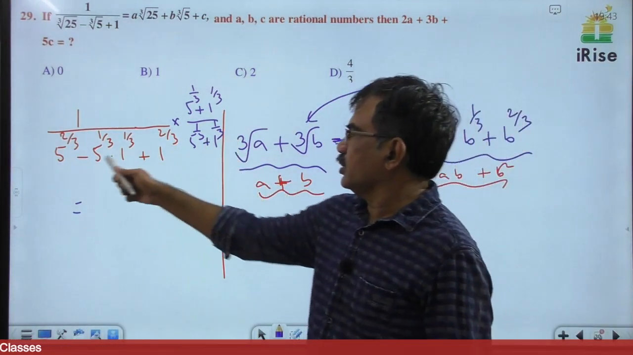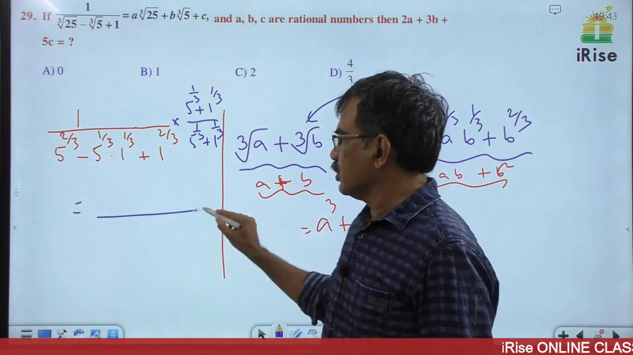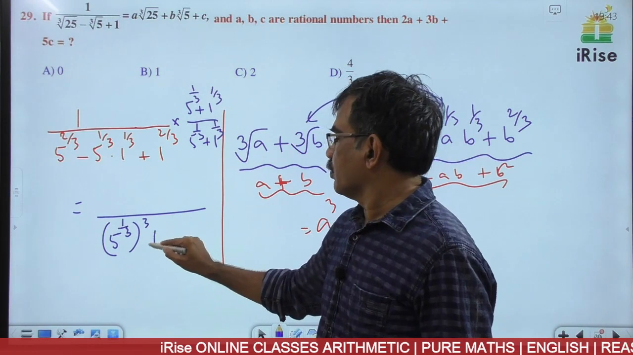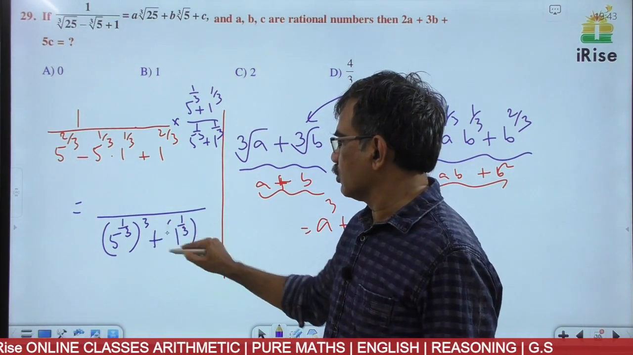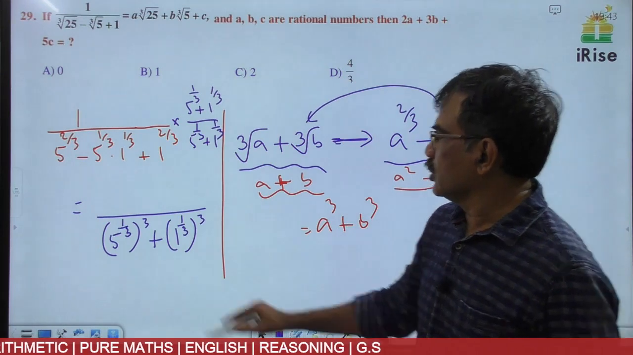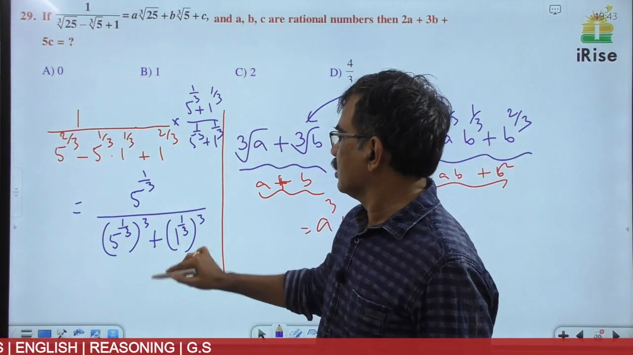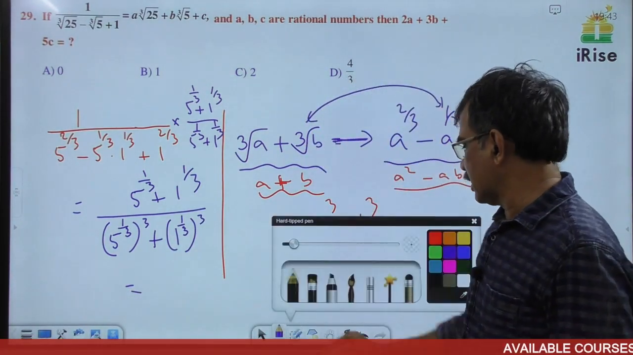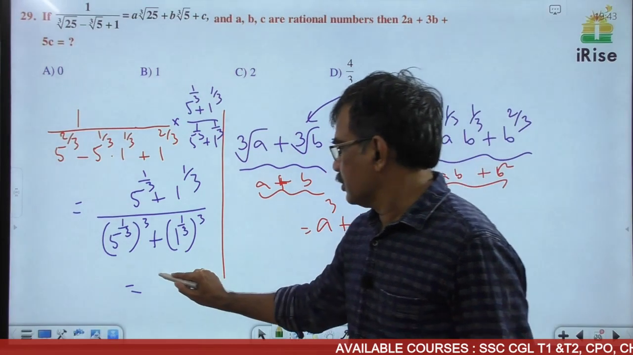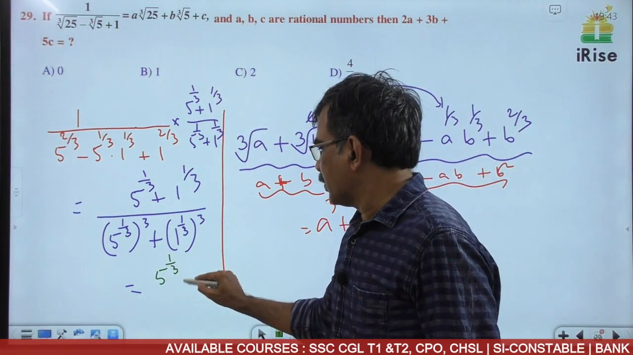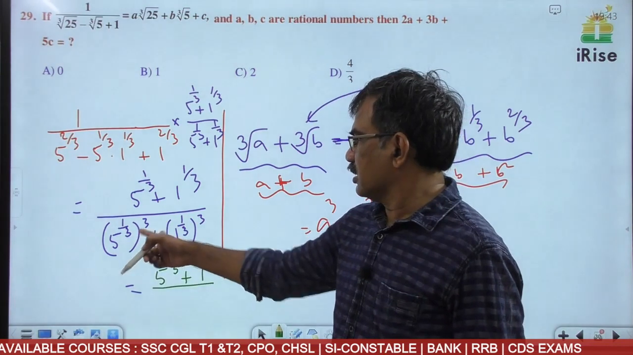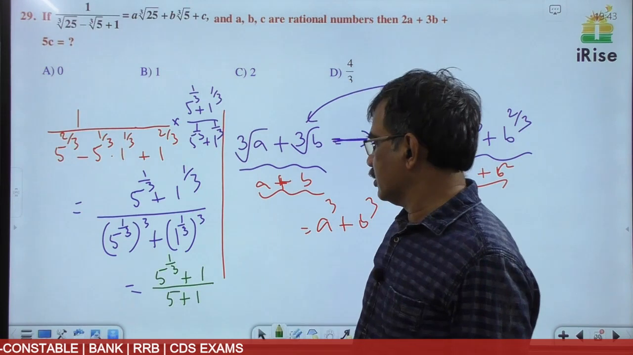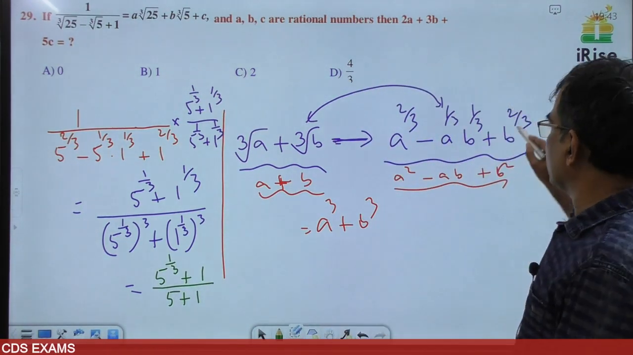a plus b into a square minus ab plus b square is equal to a cube plus b cube, that is 5 power 1 by 3 whole cube plus 1 power 1 by 3 whole cube. 1 power anything is 1. The numerator is 5 power 1 by 3 plus 1 power 1 by 3. So the value of this term is 5 power 1 by 3 plus 1, divided by, with the cube roots cancelling, 5 plus 1. The denominator is rationalized, we get 6. Okay, so I want to erase this one.